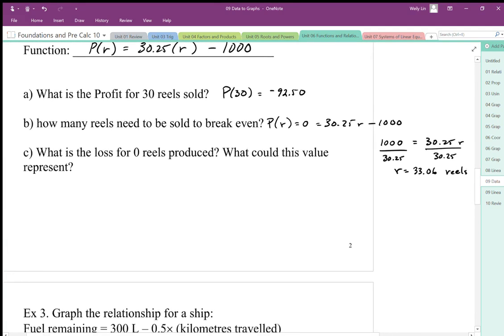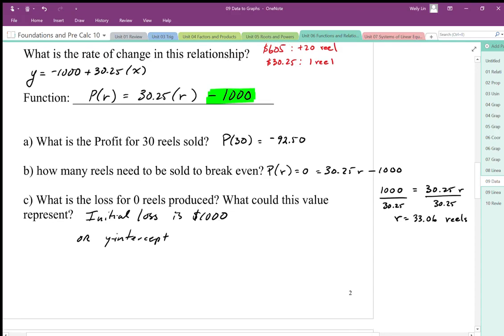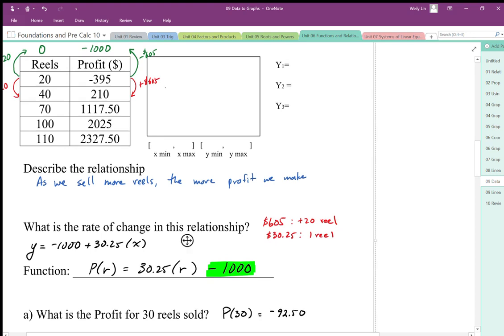What was the loss for 0 reals produced? Well, that was my initial value. 0 reals will give me my starting position. So my initial loss is $1,000 of debt. This value represents something called the y-intercept, or the initial value. It's called the y-intercept because it's where our graph is going to cross the y-axis.